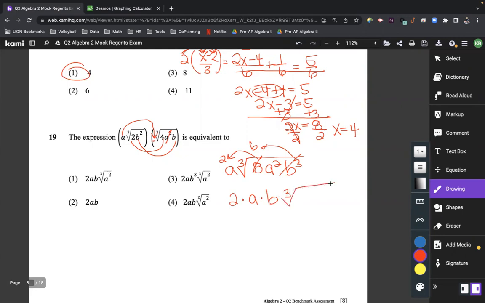Radicand 3, right? A squared. 2 times A times B is 2AB. And whatever's left on the inside stays inside.